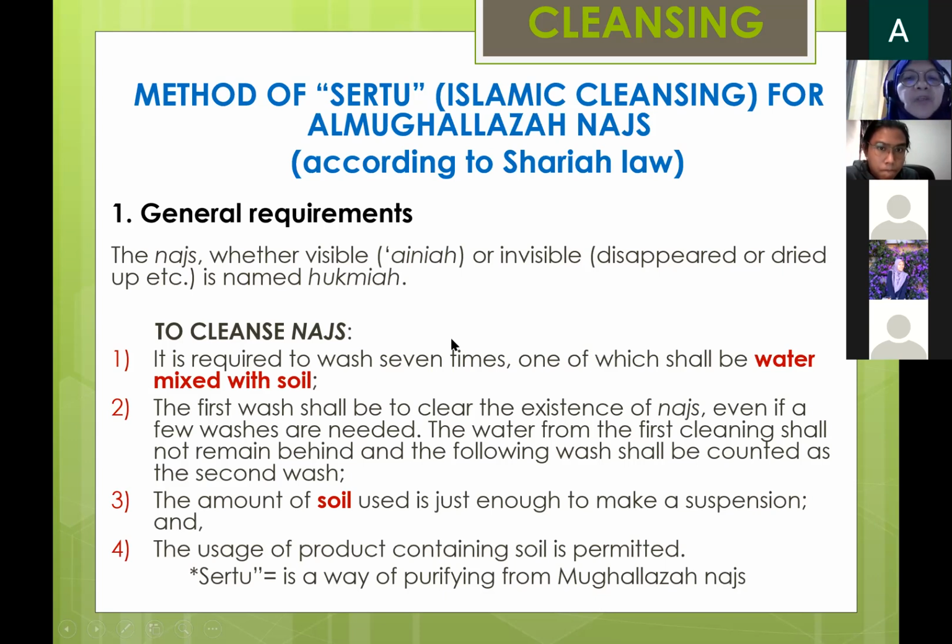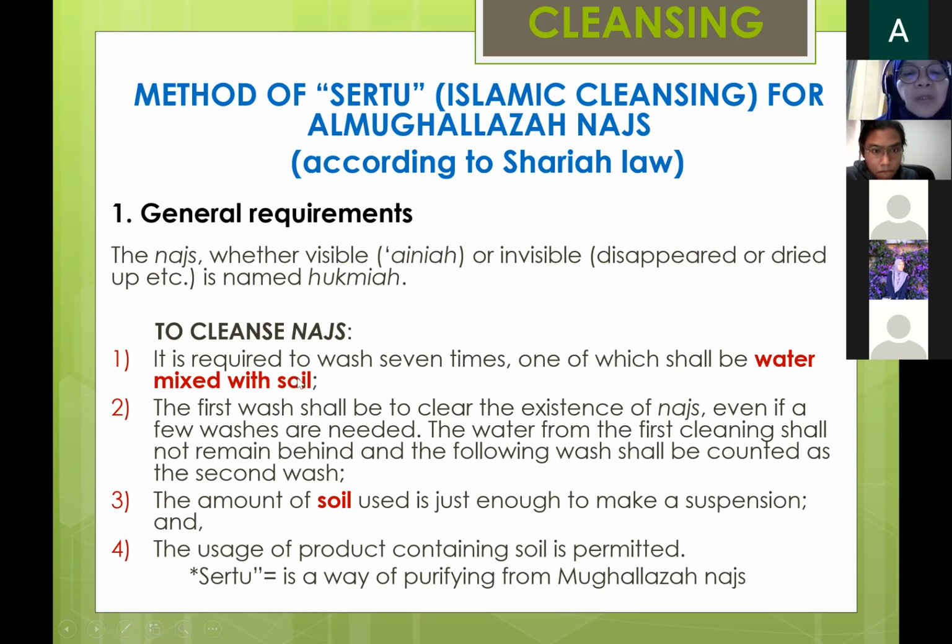You remember this: wash seven times, one of which shall be water mixed with soil. The first wash shall be to clear the existence of najis, even if a few washes are needed. But the first wash is not counted. The water from the first cleaning shall not remain behind, and the following wash shall be counted as the second wash. So the first wash, you remove the physical najis if you can see it, and then you wash with water mixed with soil.